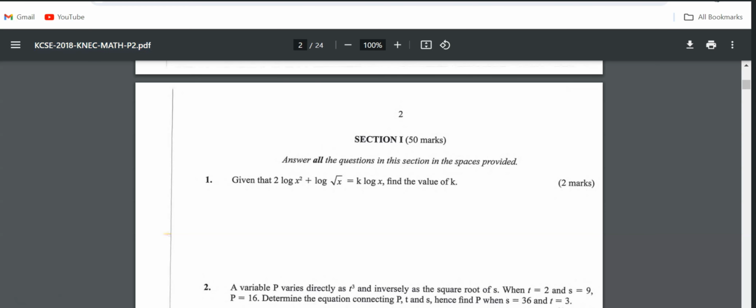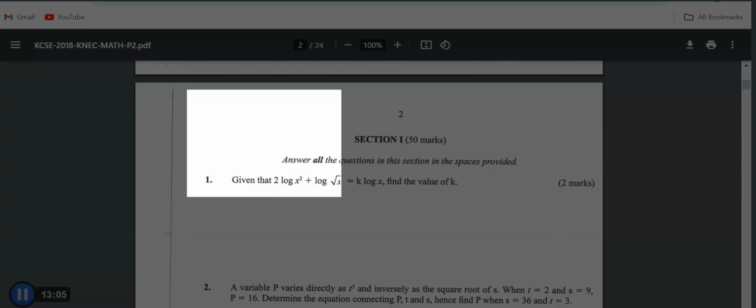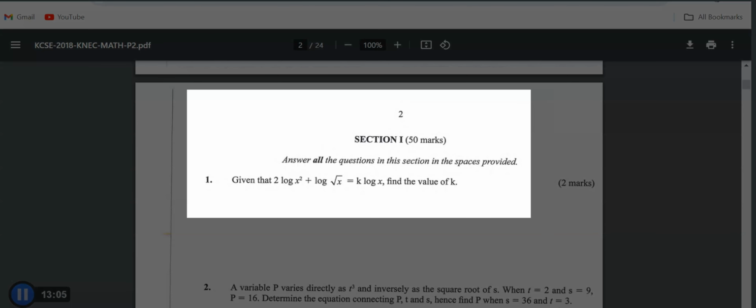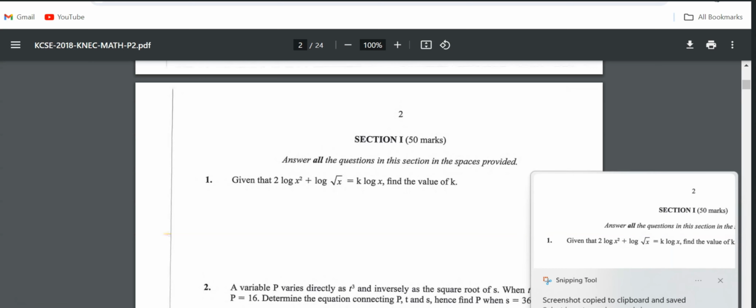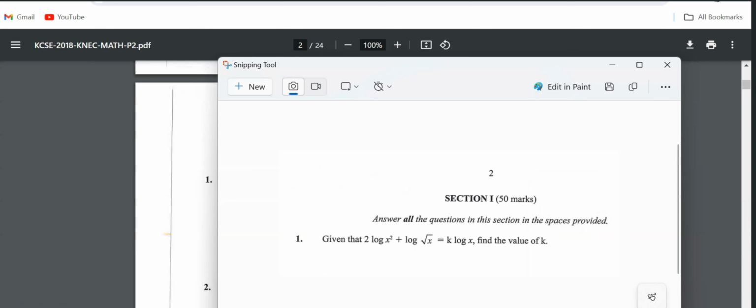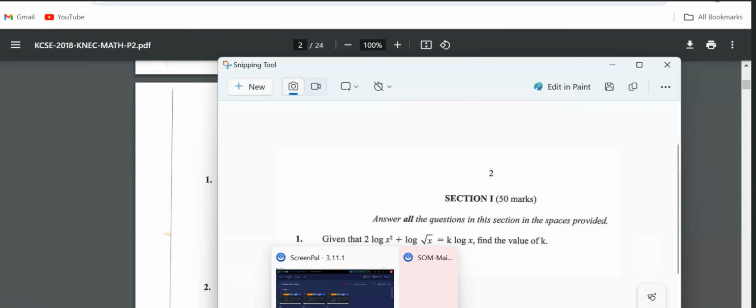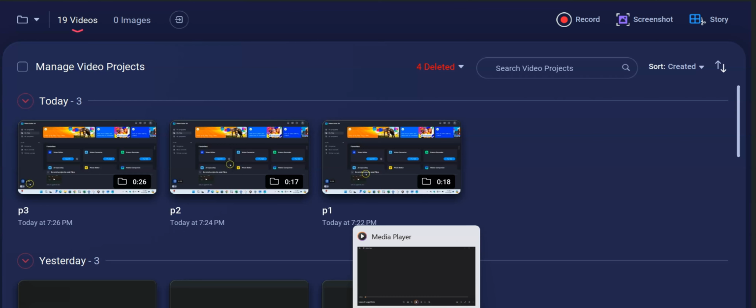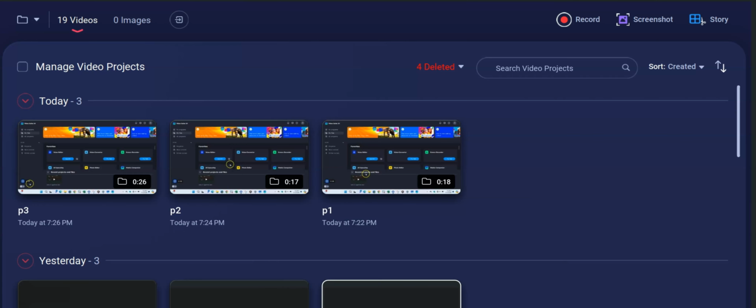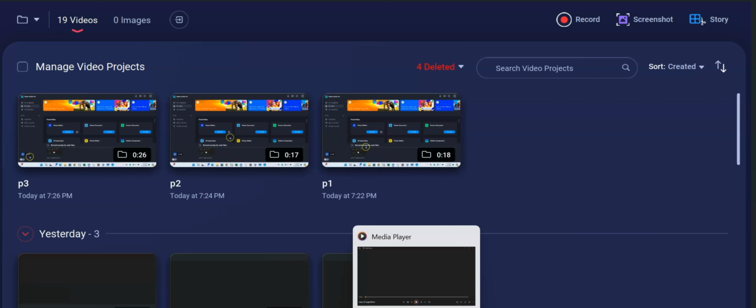Normally logarithms is a topic that they like bringing in paper 2, and if you're sure that you understand the topic exactly, then that is a plus to you. So allow me to take a screenshot of this, so that we take it to where we'll be handling it. So this is for 2018. That's the question. So we take it to where we're handling our stuff, so let's see where we're handling our stuff. Where is it?